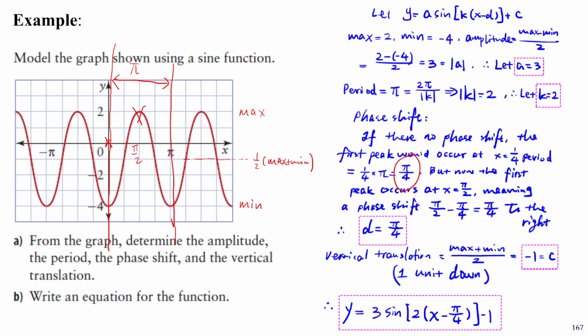And the last parameter c is the vertical translation, which is the middle point between maximum and minimum. That's 1/2 of maximum plus minimum, which is -1. And therefore we can decide all the 4 parameters. So the desired equation is y equals 3 times sine of 2 times (x minus a quarter pi) minus 1. You get it? Basically the method should be the same as the previous example.